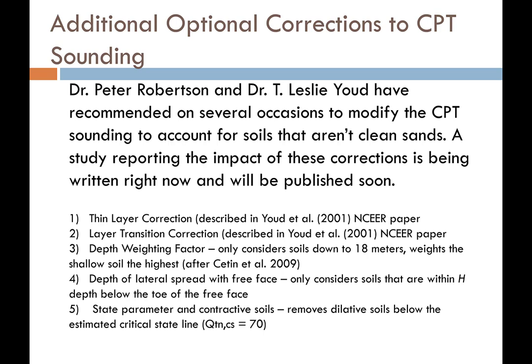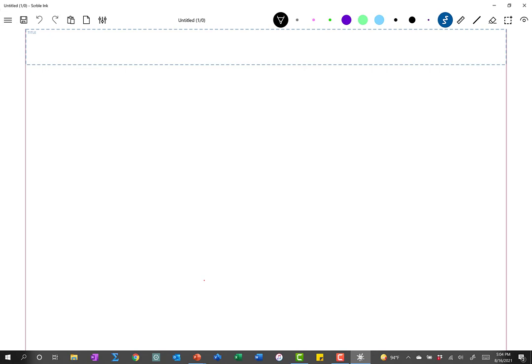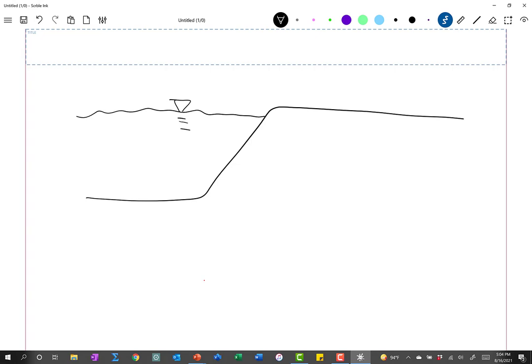But in our technical report, we do summarize some of these corrections. Some of these you've already seen before, the thin layer correction, layer transition, and depth weighting factor, so I won't address those again. But I'll address these other two. So for instance, the depth of the lateral spread with the free face. If I were to draw a free face profile, so here's my water, here's my site located over here, and let's say that I have a liquefiable layer down here beneath my river channel.